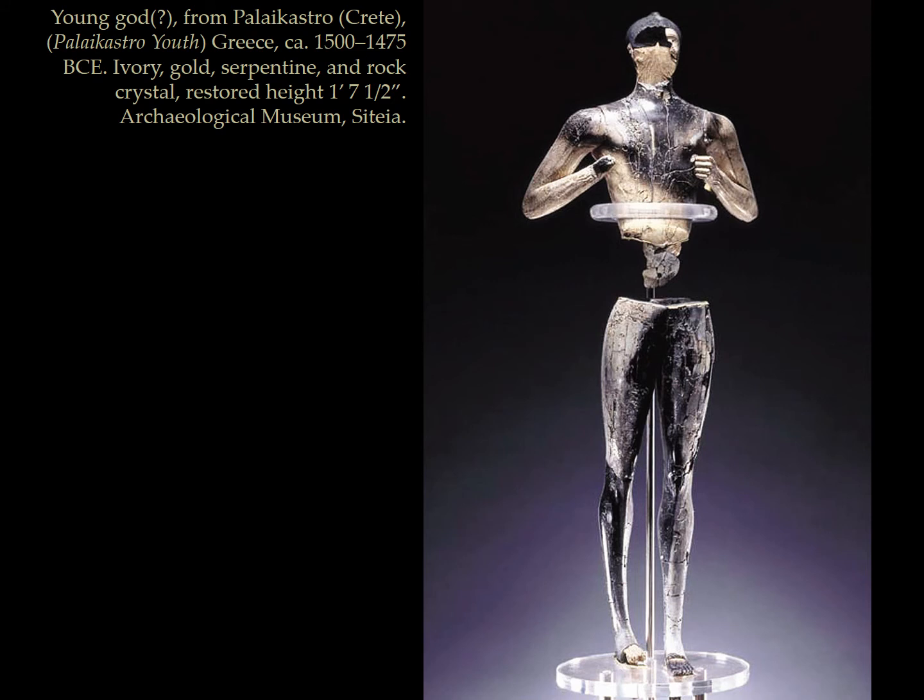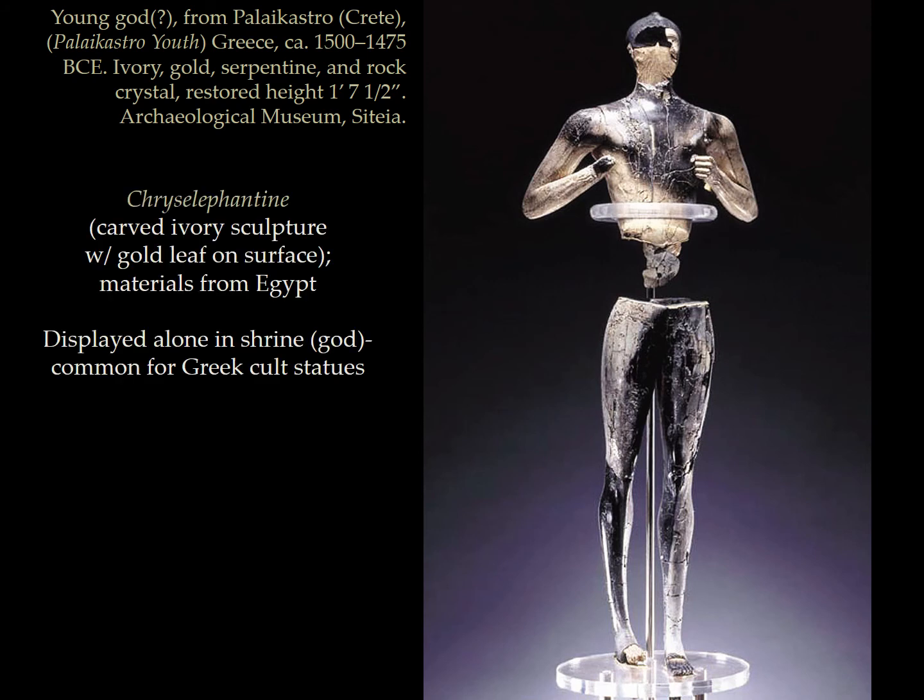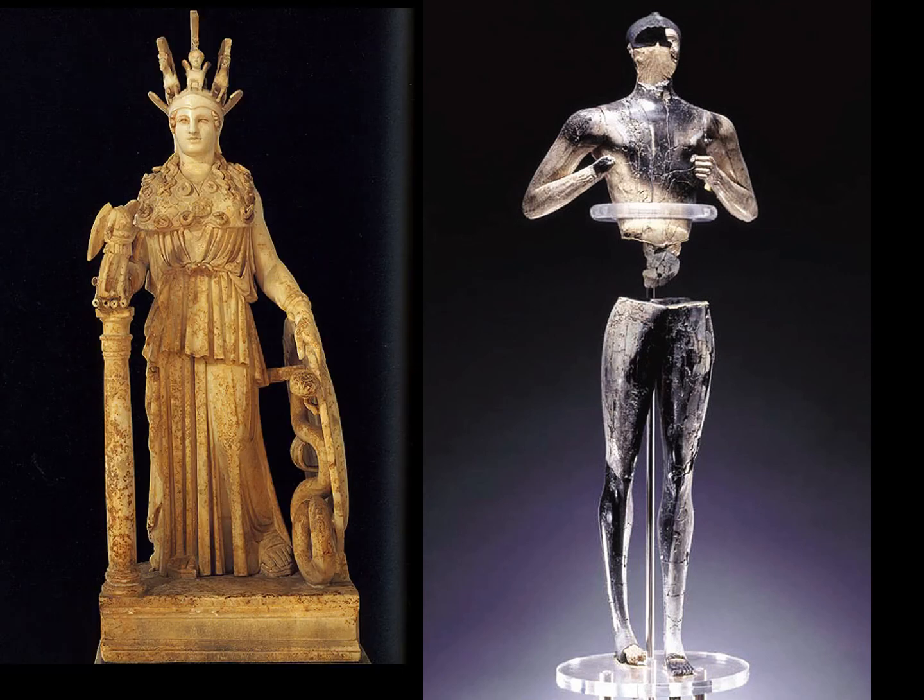Here we have another one of these statuettes from the island of Palakastro on Crete, the Palakastro youth. It is going to be a sculpture carved of ivory with gold leaf on the surface, giving it a rather incandescent and or spiritual appearance. Now these materials are going to be imported from Egypt, and he would have been displayed alone in a shrine like the gods before, or the snake goddess we just looked at. This will also form the core for ancient Greek religious worship, where you'll find one god or goddess in a shrine to worship at the same time.